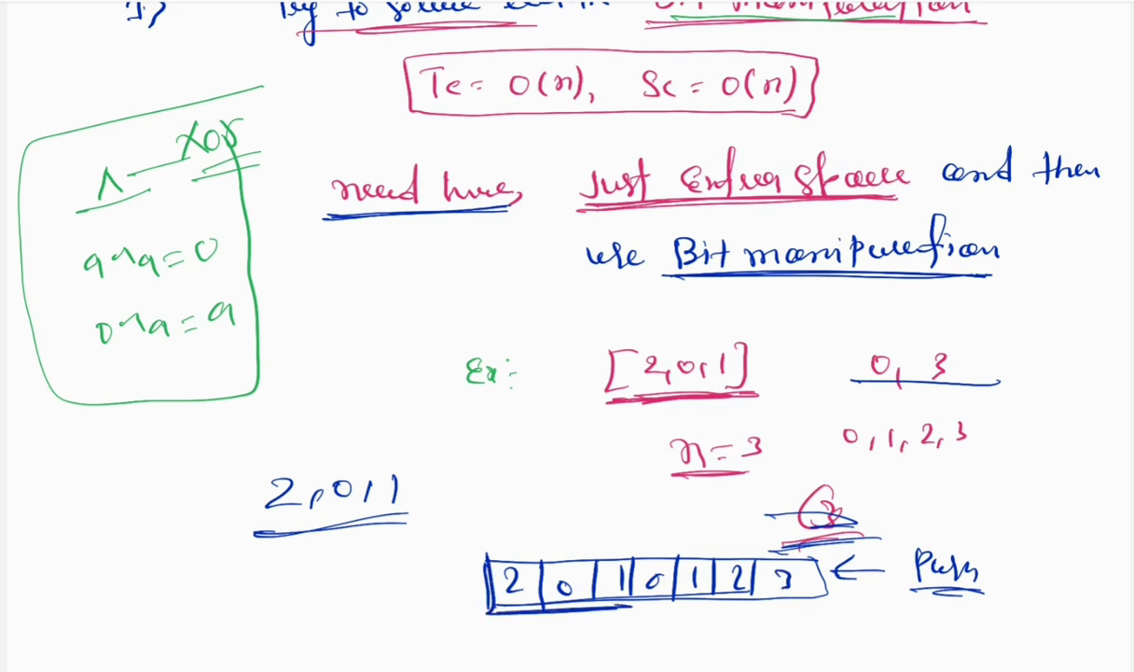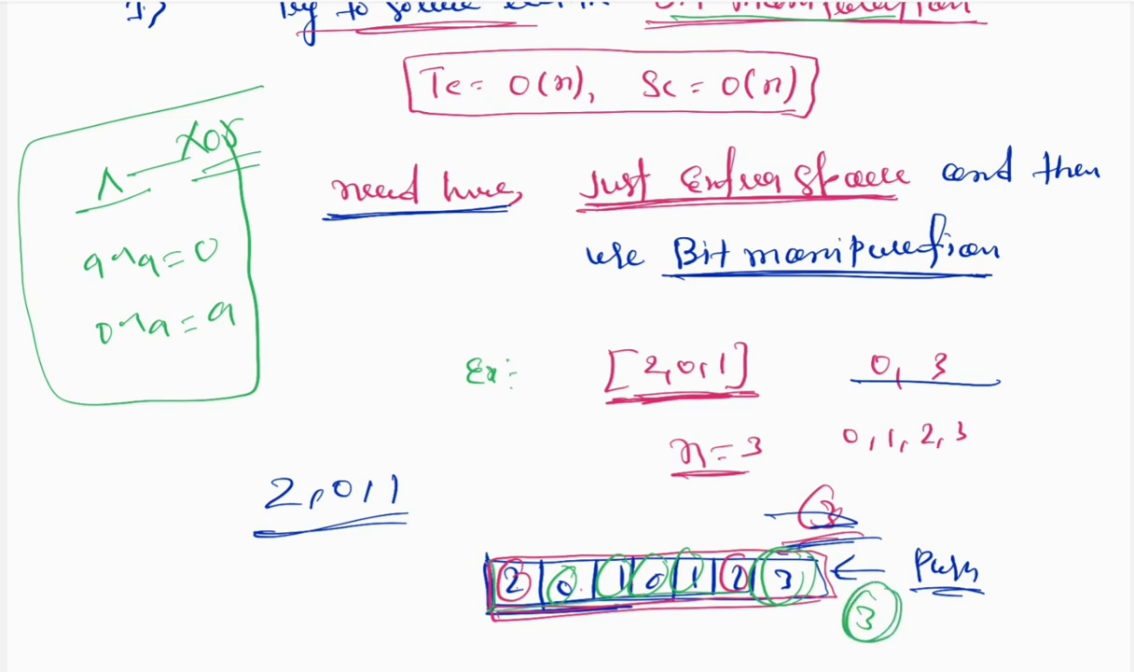Now we have the new array: 2, 0, 1, 0, 1, 2, 3. So we can observe that we have made it like the previous problem where we find the single number. 2 appears twice, 1 appears twice, 0 appears twice. Every element appears two times except one. What is the element that appears just once? That is 3. So 3 is our answer.